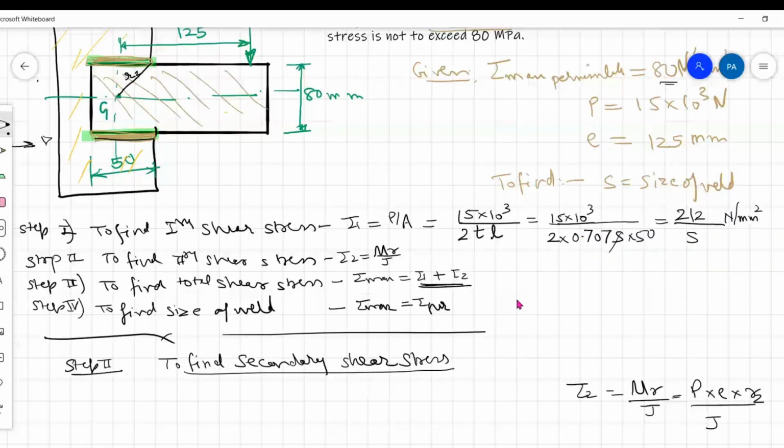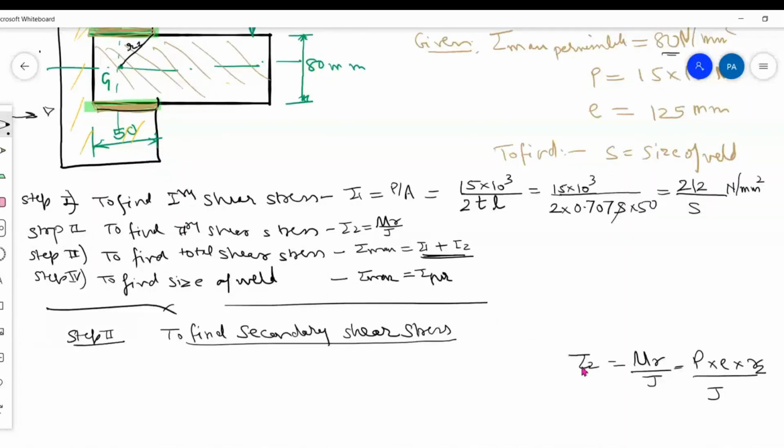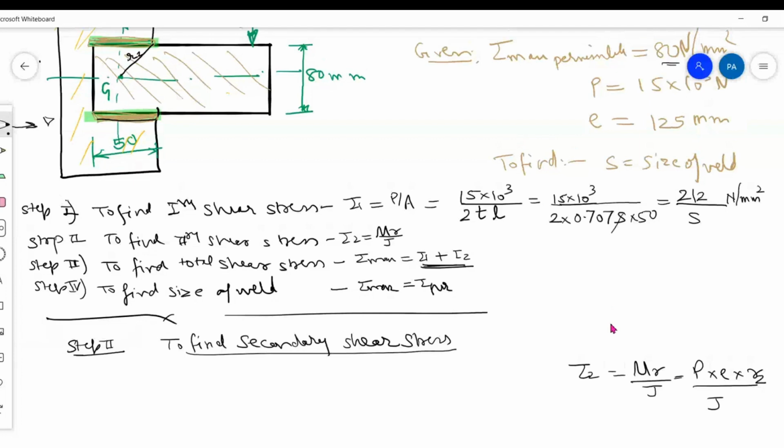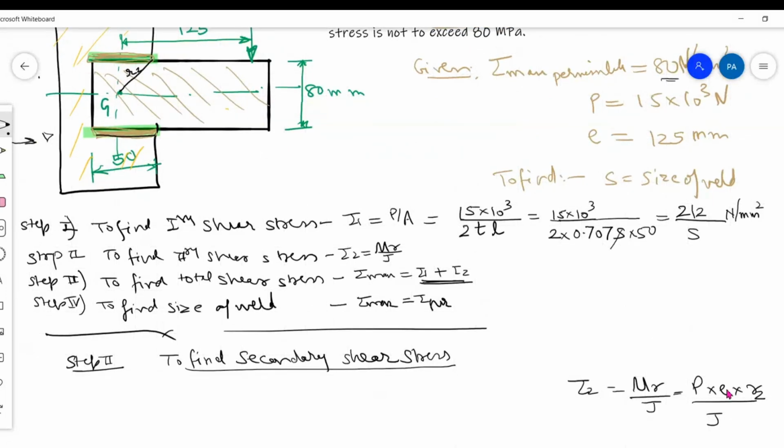So what all things do we need to find tau 2? We need P. P is known to us. E is known to us. J is to be found. J is the polar moment of inertia. And R2 is to be found. So we'll first find R2 and then we'll find J.